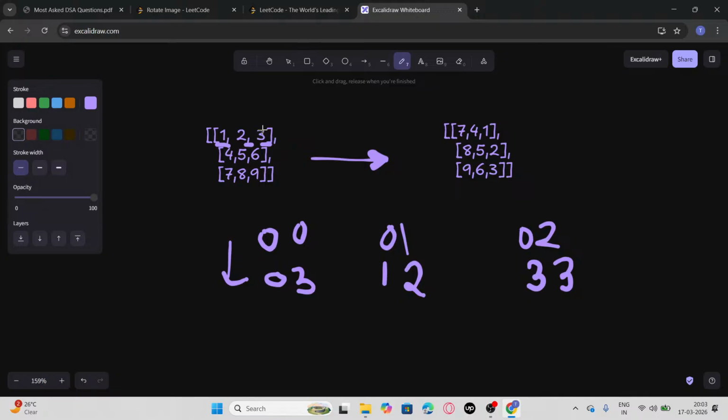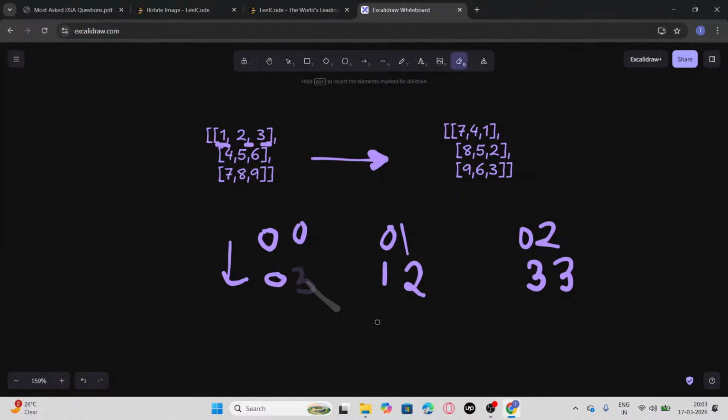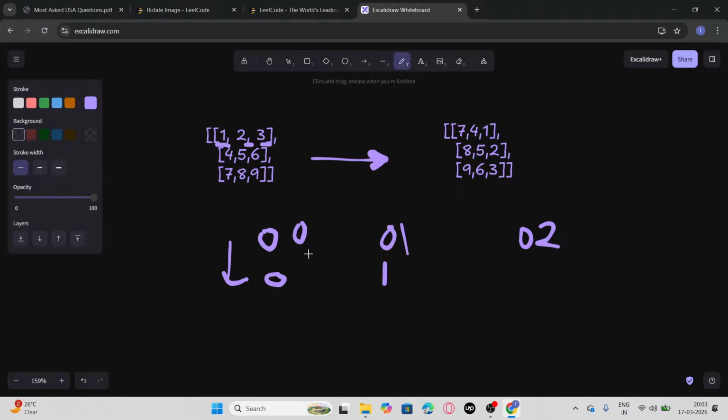Because it's 0, 2. Again, I'm writing it to you. Oh no. 0, 0 went to 0, 2. 1, 1, 0, 1, 2. It went to 0, 1, 2. This is at 0, 2 position. This one is at 1, 2 position. The other is at 2, 2 position.